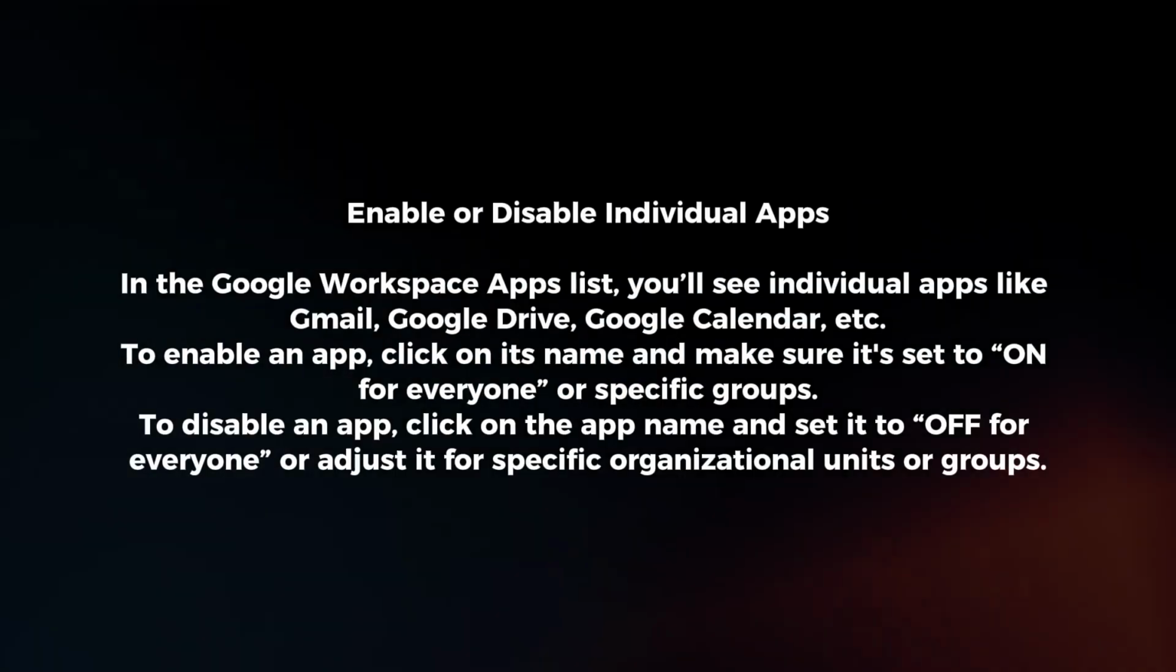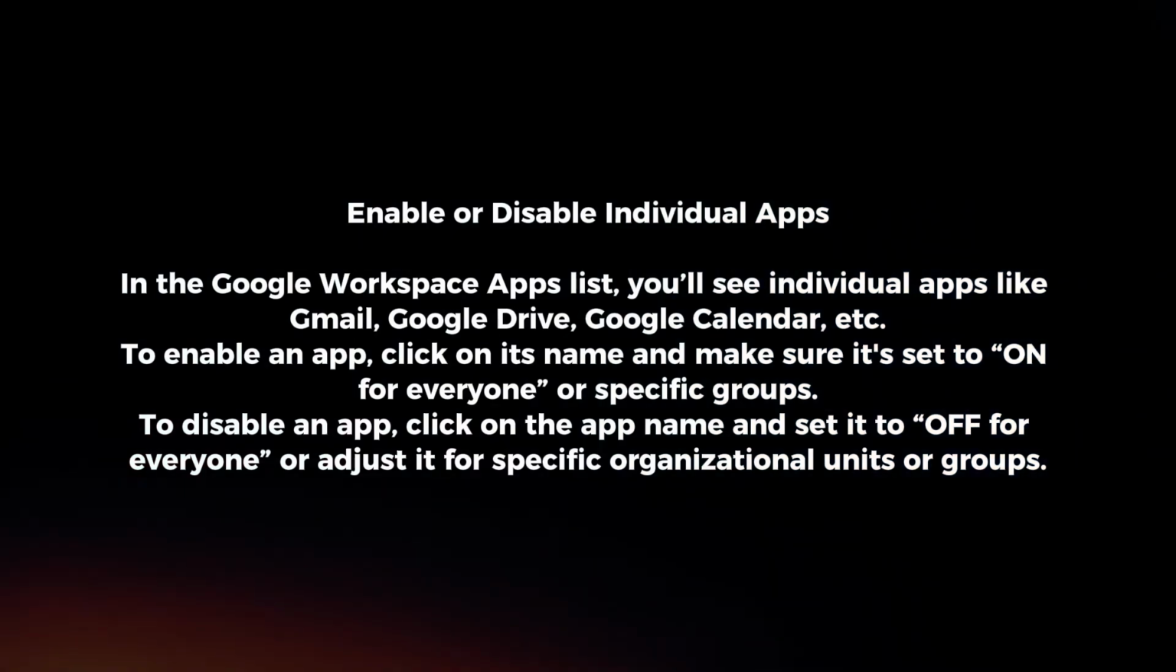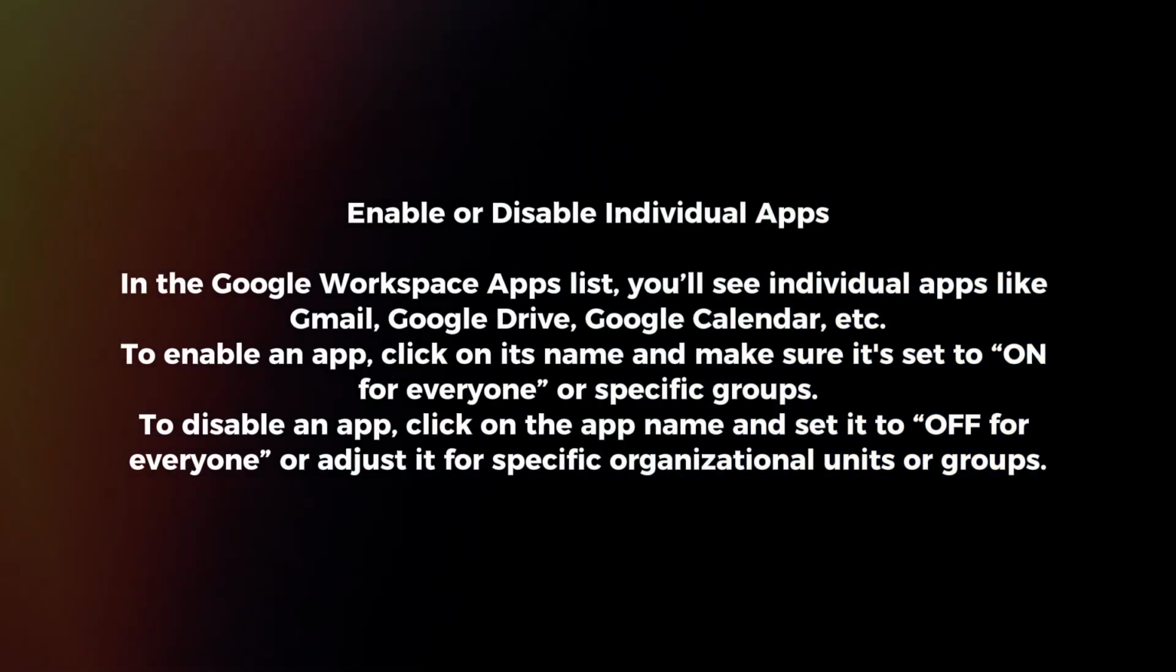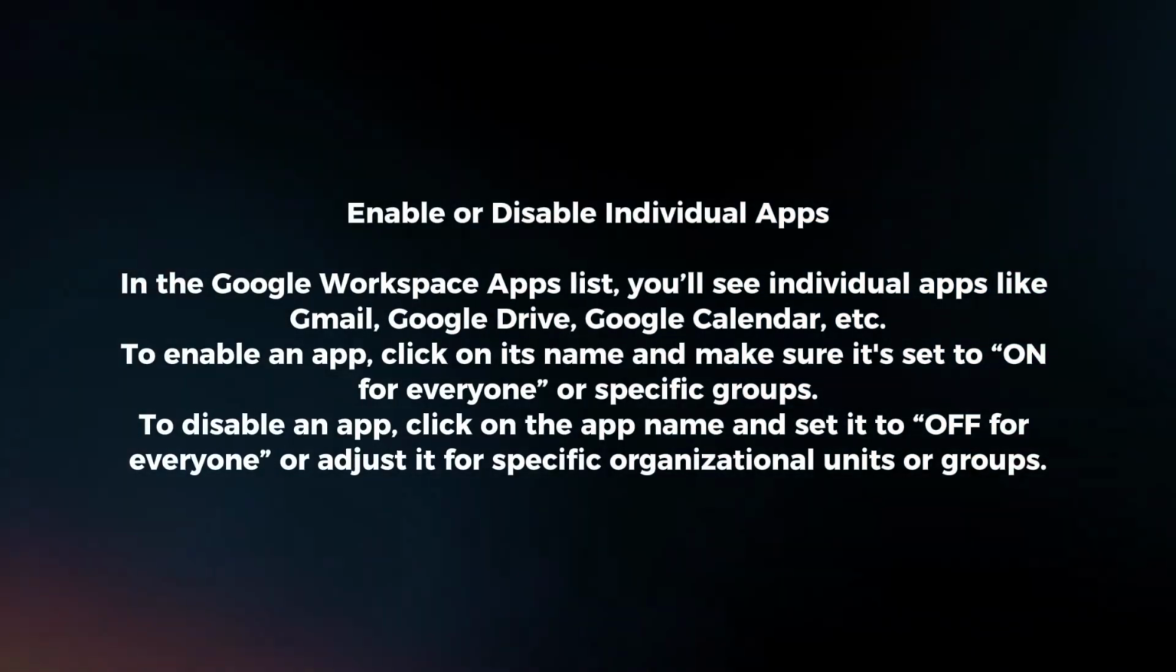Enable or disable individual apps. In the Google Workspace apps list, you will see individual apps like Gmail, Google Drive, Google Calendar, etc. To enable an app, click on its name and make sure it's set on for everyone or specific groups.